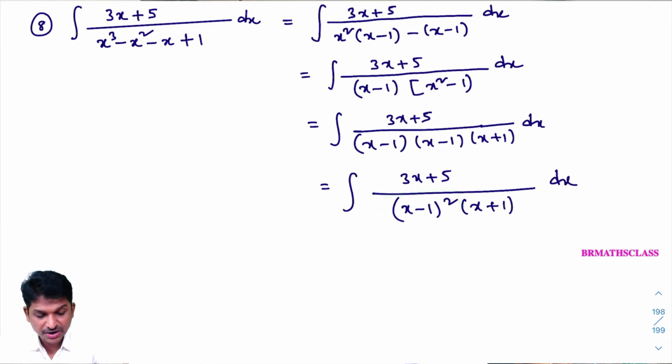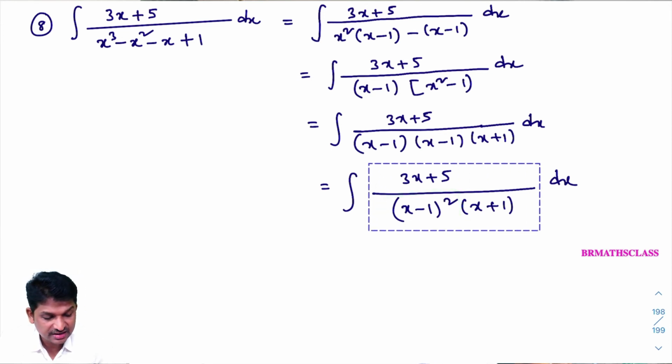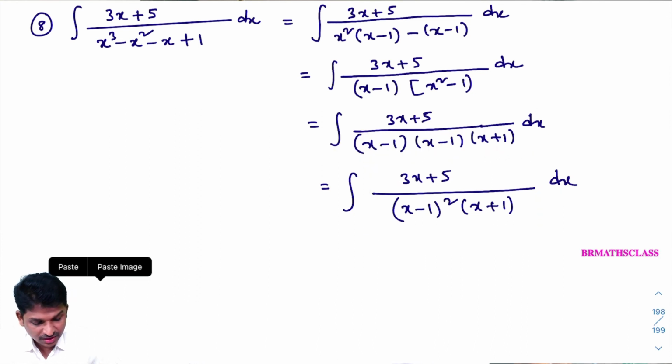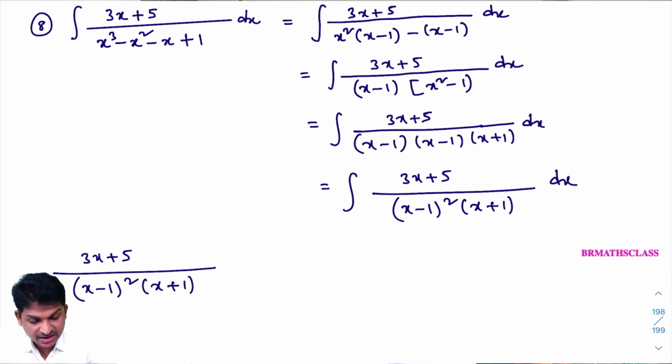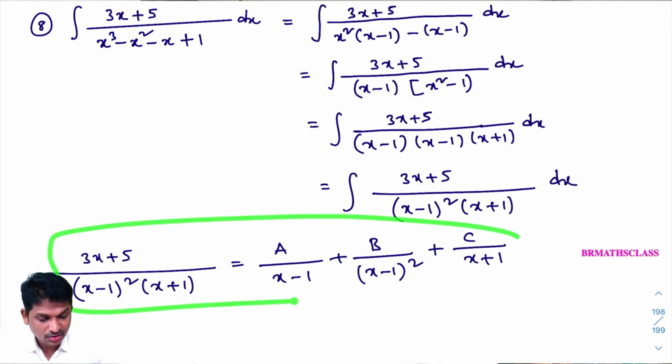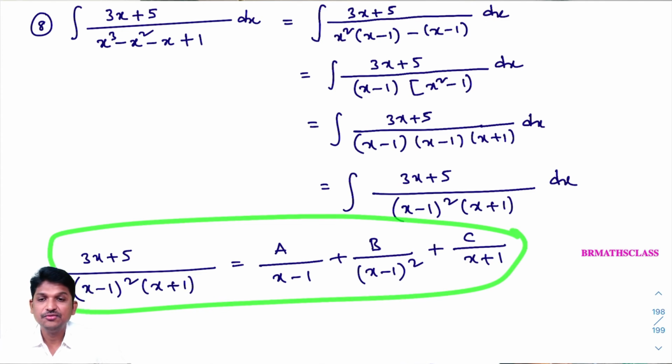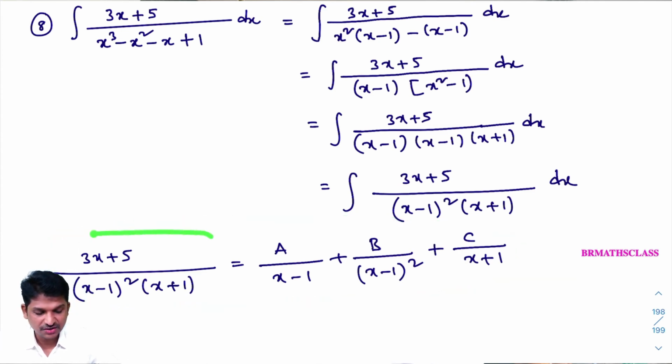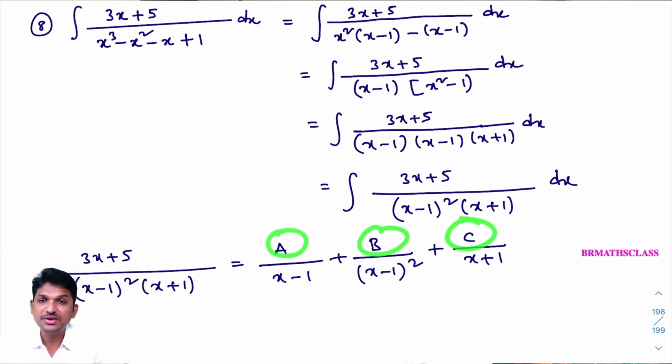Then, by using our partial fractions knowledge, what can you write? This expression can be written as, look here. Here repeated linear factors are there. How will you write it? A divided by x minus 1 plus b divided by x minus 1 whole square plus c divided by x plus 1. I hope you understand what I have written here. This is the way we split this proper rational function into partial fractions. Now you need to find the values of A, B, C.